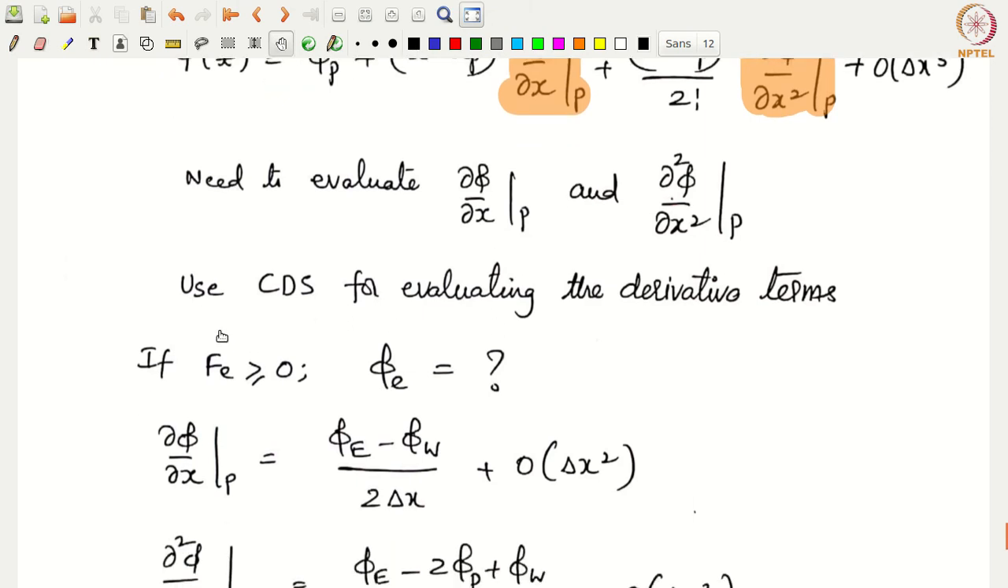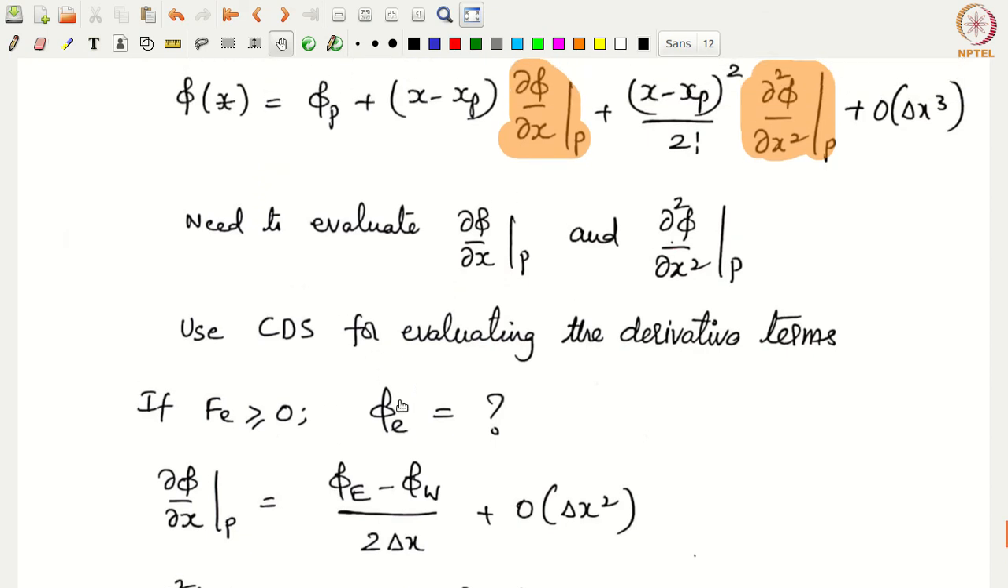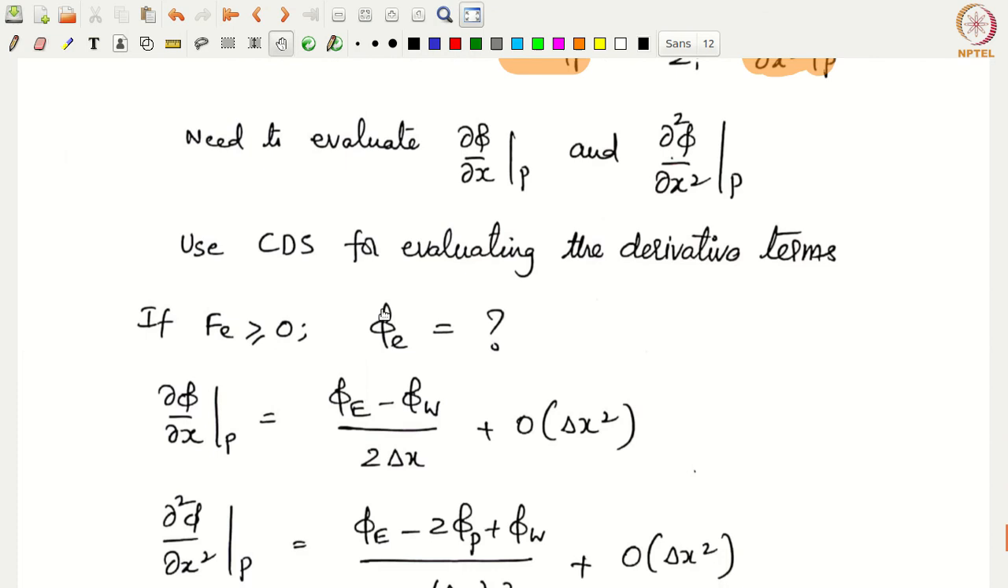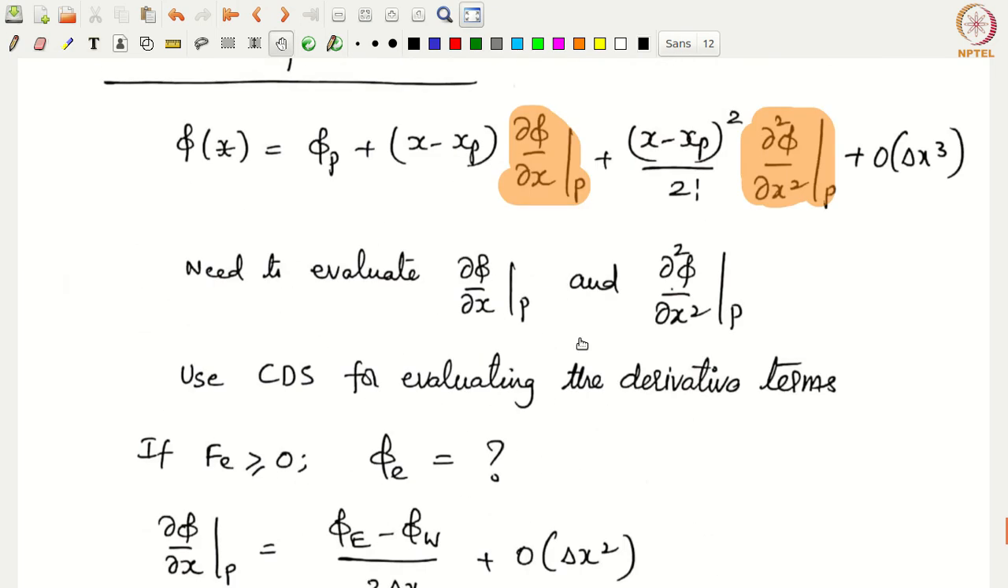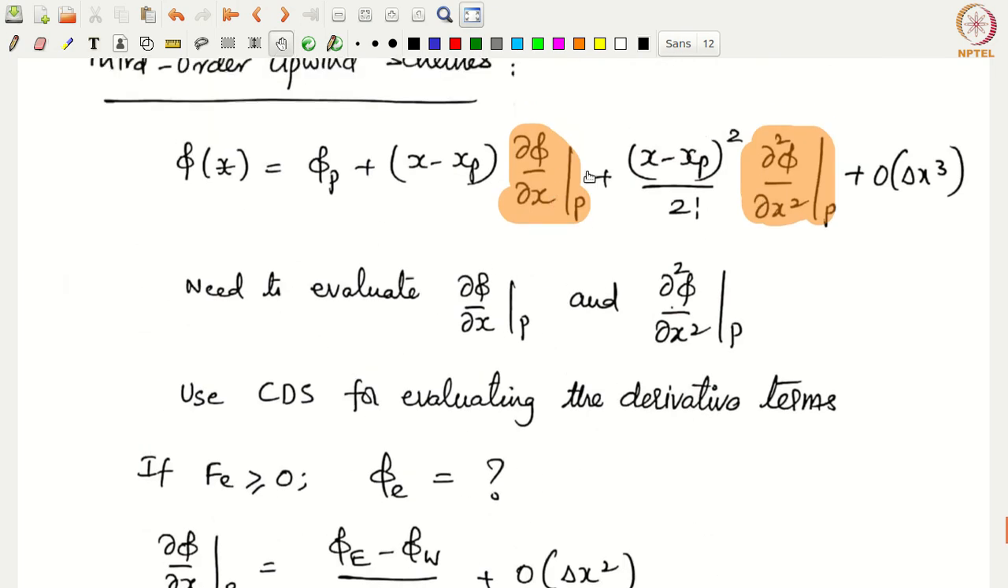Okay, now again I am assuming that Fe is positive and we want to calculate what is phi on the east phase. If we use the central difference scheme, we can write the first derivative as phi east minus phi w by 2 delta x, and the second derivative as phi east minus 2 phi p plus phi w by delta x square.